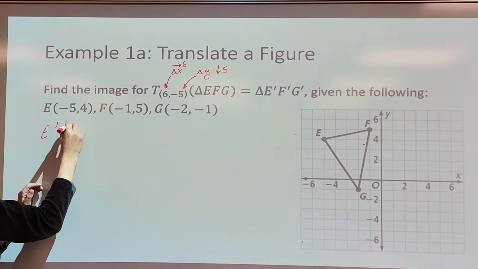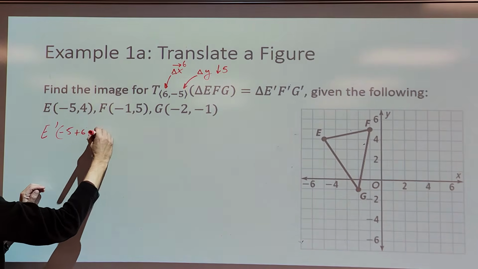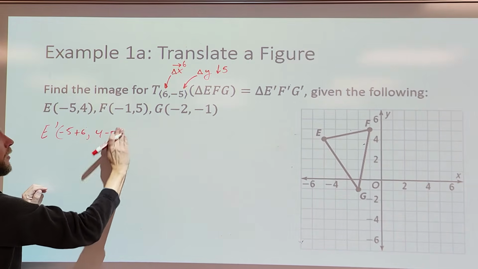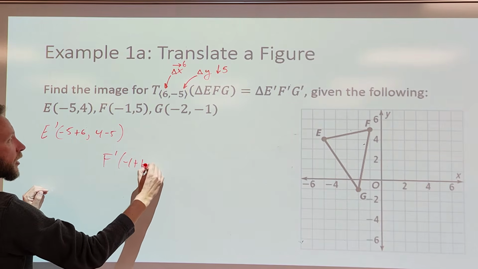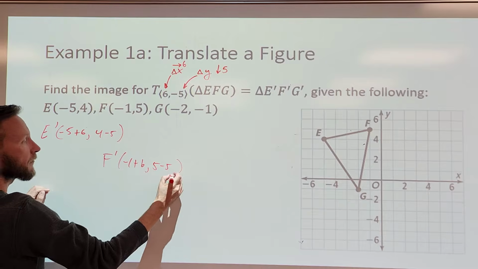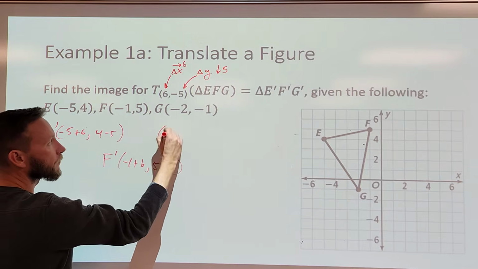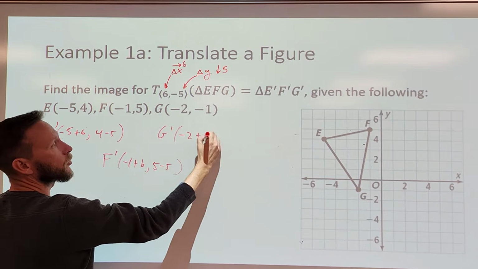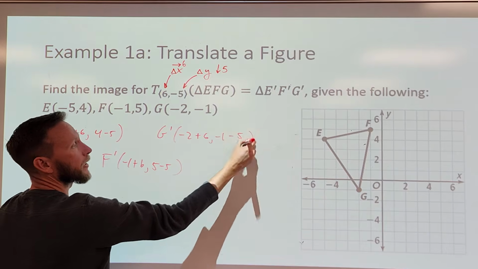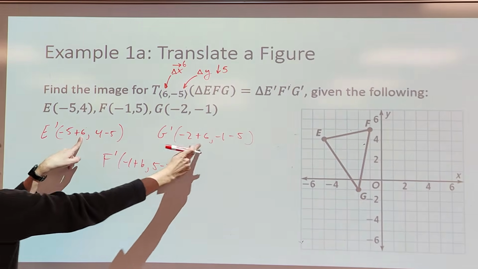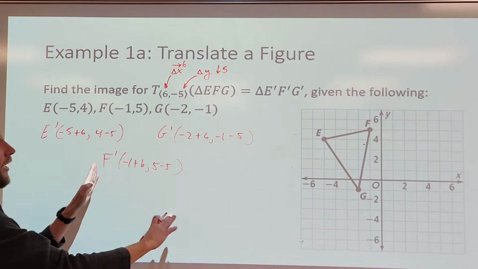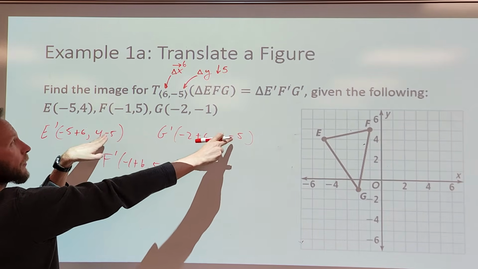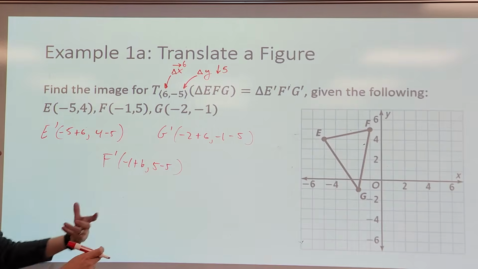That E prime is going to be -5 plus 6, comma 4 minus 5. That F prime is going to be -1 plus 6, comma 5 minus 5. And that G prime is going to be -2 plus 6, comma -1 minus 5. All that we're doing is we're changing each of the X's by moving it forward 6 spaces, which is adding 6. We're changing each of the Y's by bringing it down 5, or subtracting 5 from each of those Y values.